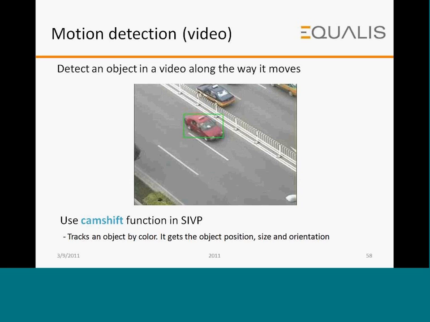Now say I have a video and I want to detect an object in a video. Here things are continuously changing. I want to locate the red car. If I set the color using the cam shift function in the image and video processing toolbox, I can locate this car in the video.